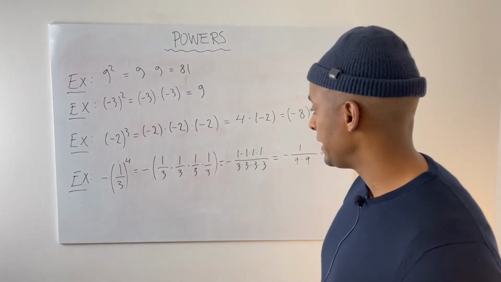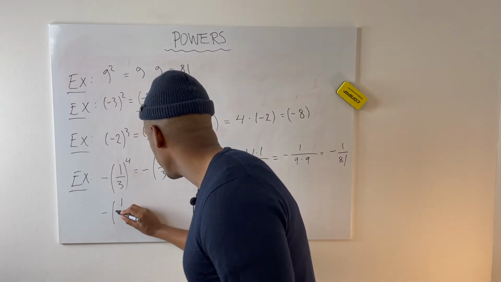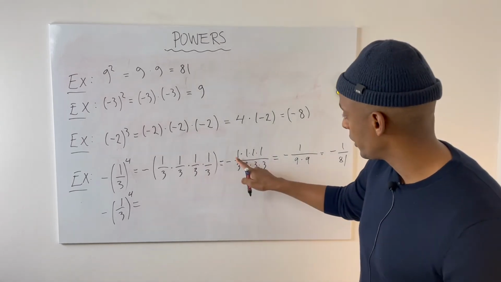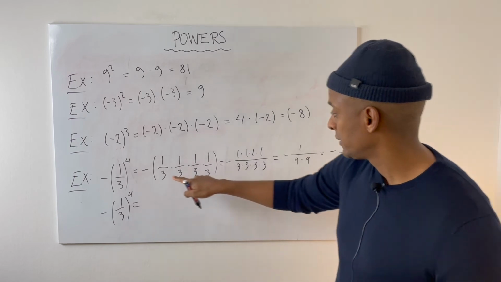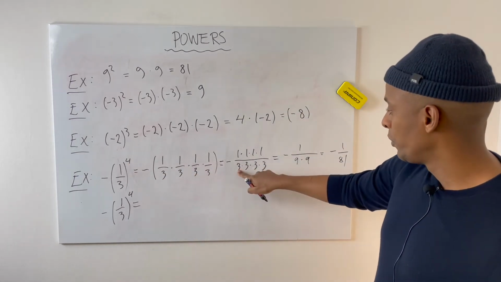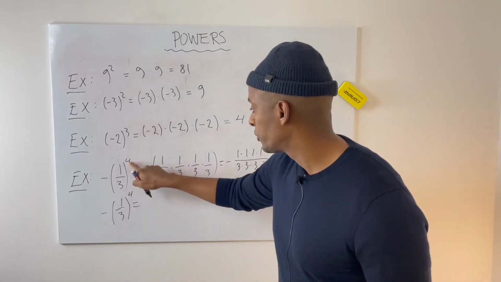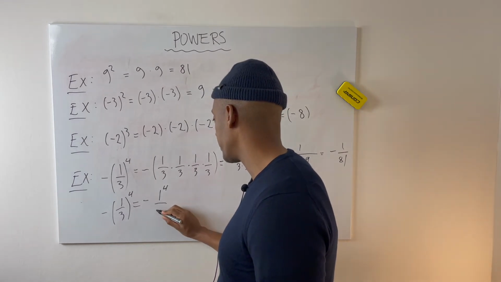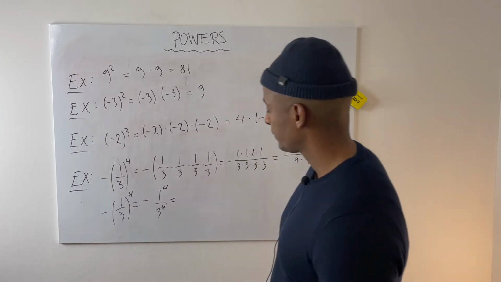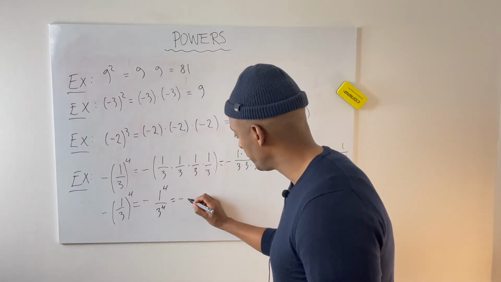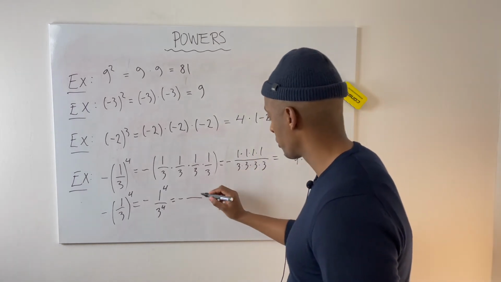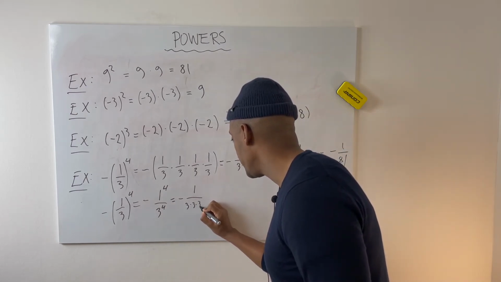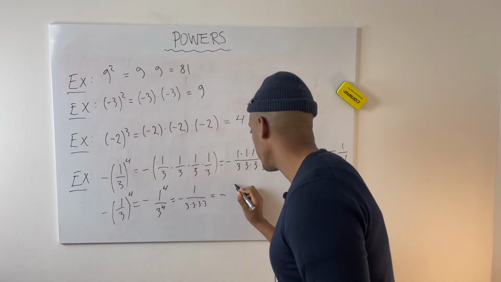Another way we can do this, a bit easier, is if we have this to the power of 4, like this, then we can see that we are taking the numerator 4 times, that's the exponent, and we take the denominator also 4 times, that's also the exponent. So we can write it as minus 1 to the power of 4 divided by 3 to the power of 4. And that's equal to, well, 1 multiplied by itself is always going to be 1, and 3 to the power of 4 is equal to 3 times 3 times 3 times 3. And that's equal to, like we did before, 81.